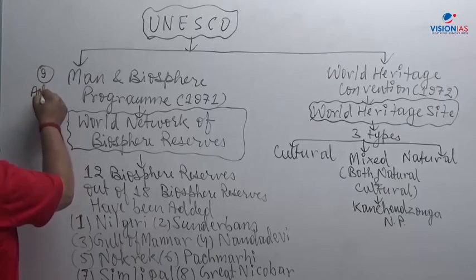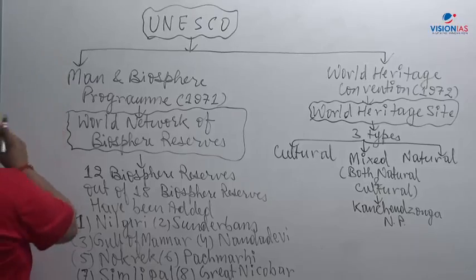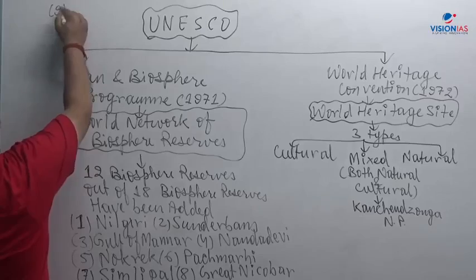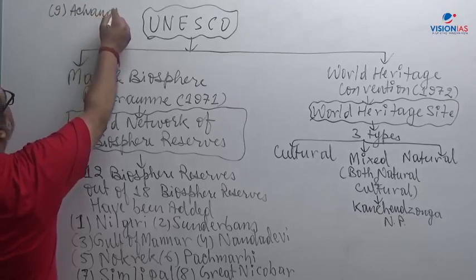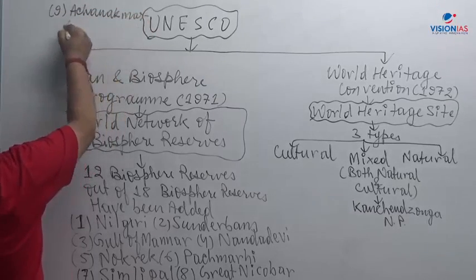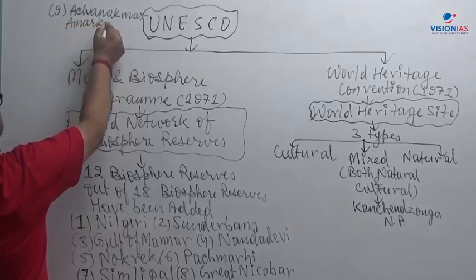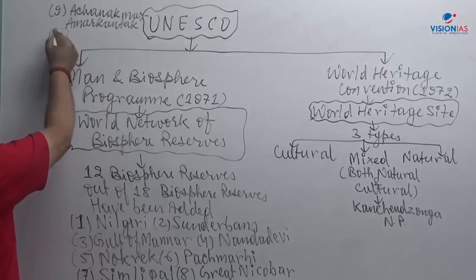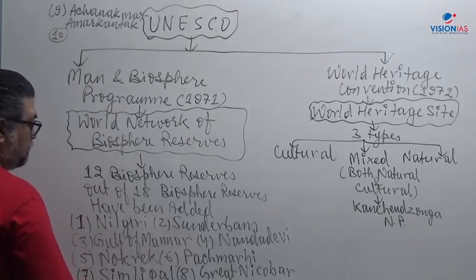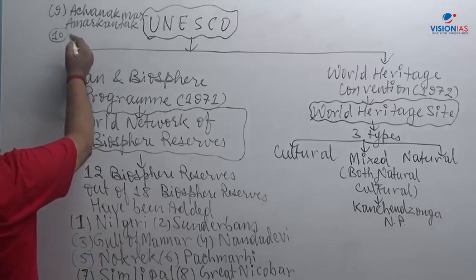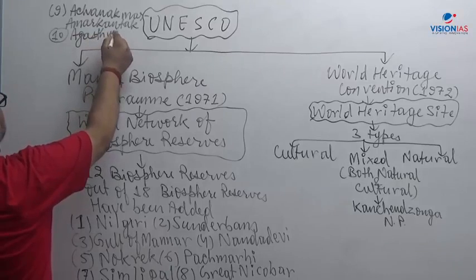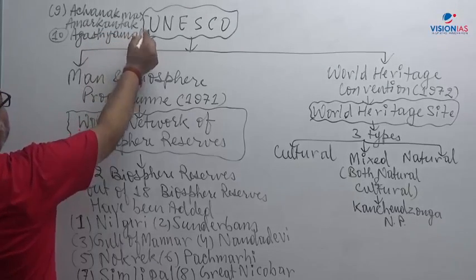The 9th one is Achanakmar-Amarkantak. Achanakmar is a part of Chhattisgarh, and Amarkantak is known for the Narmada River. That is a part of Madhya Pradesh. Then the 10th one is Agastya Malai of Kerala and Tamil Nadu.